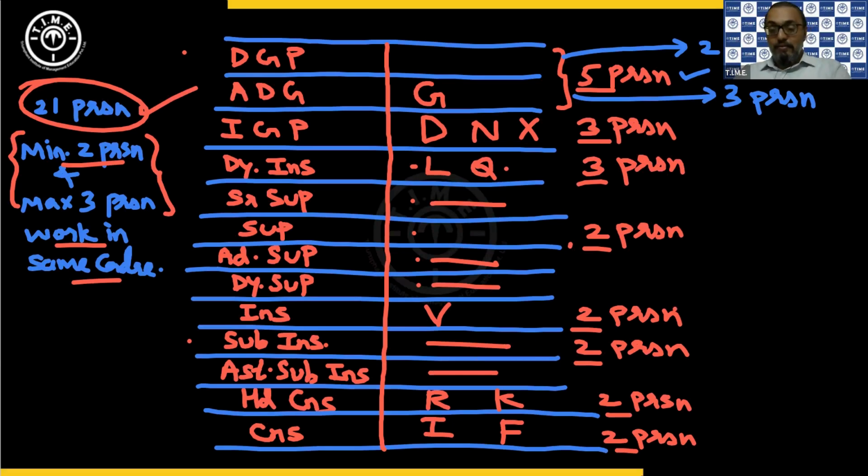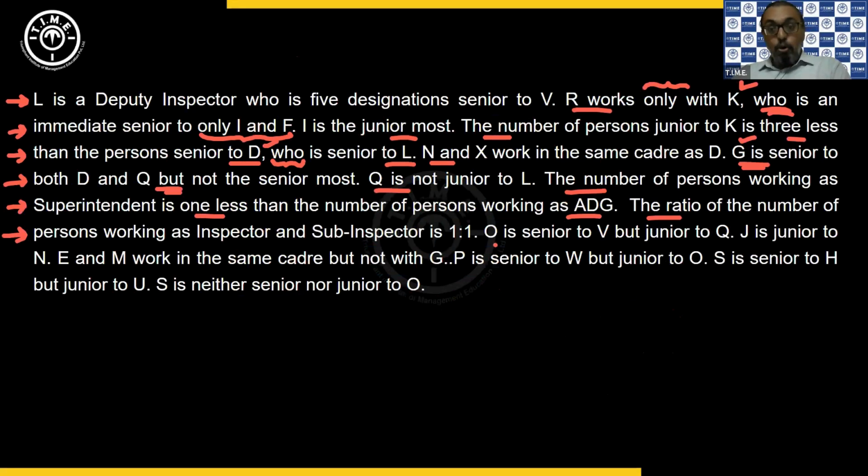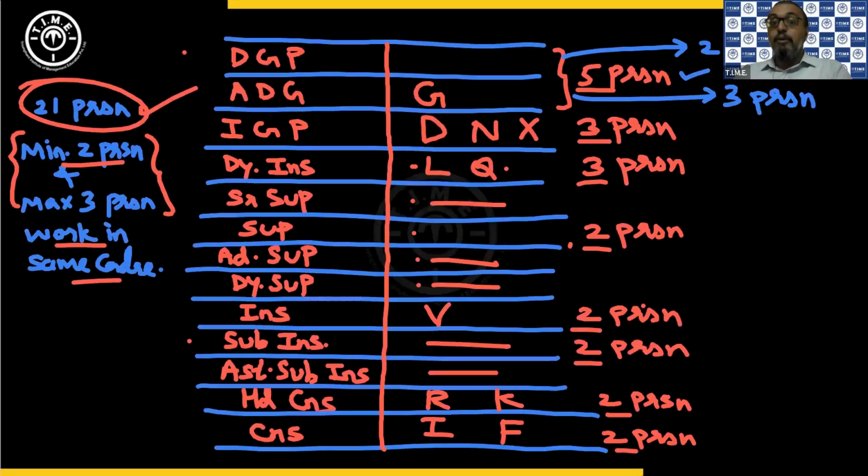Okay, right. Now further, O is senior to V, but the first person O is junior to Q. So O is above V, but below Q. Then I can definitely give O as superintendent only, because Q is deputy inspector. So O should be junior to Q, and V is inspector, so senior to V. O should be superintendent because no other designation I can give O.